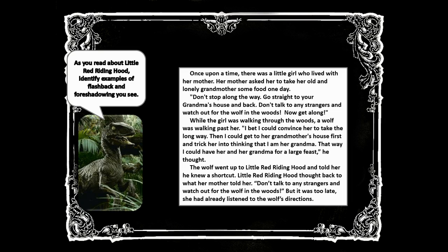Now get along." While the girl was walking through the woods, a wolf was walking past her. "I bet I could convince her to take the long way. Then I could get to her grandmother's house first and trick her into thinking that I am her grandma. That way, I could have her and her grandma for a large feast," he thought. The wolf went up to Little Red Riding Hood and told her he knew a shortcut. Little Red Riding Hood thought back to what her mother told her. Don't talk to any strangers and watch out for the wolf in the woods. But it was too late. She had already listened to the wolf's directions.